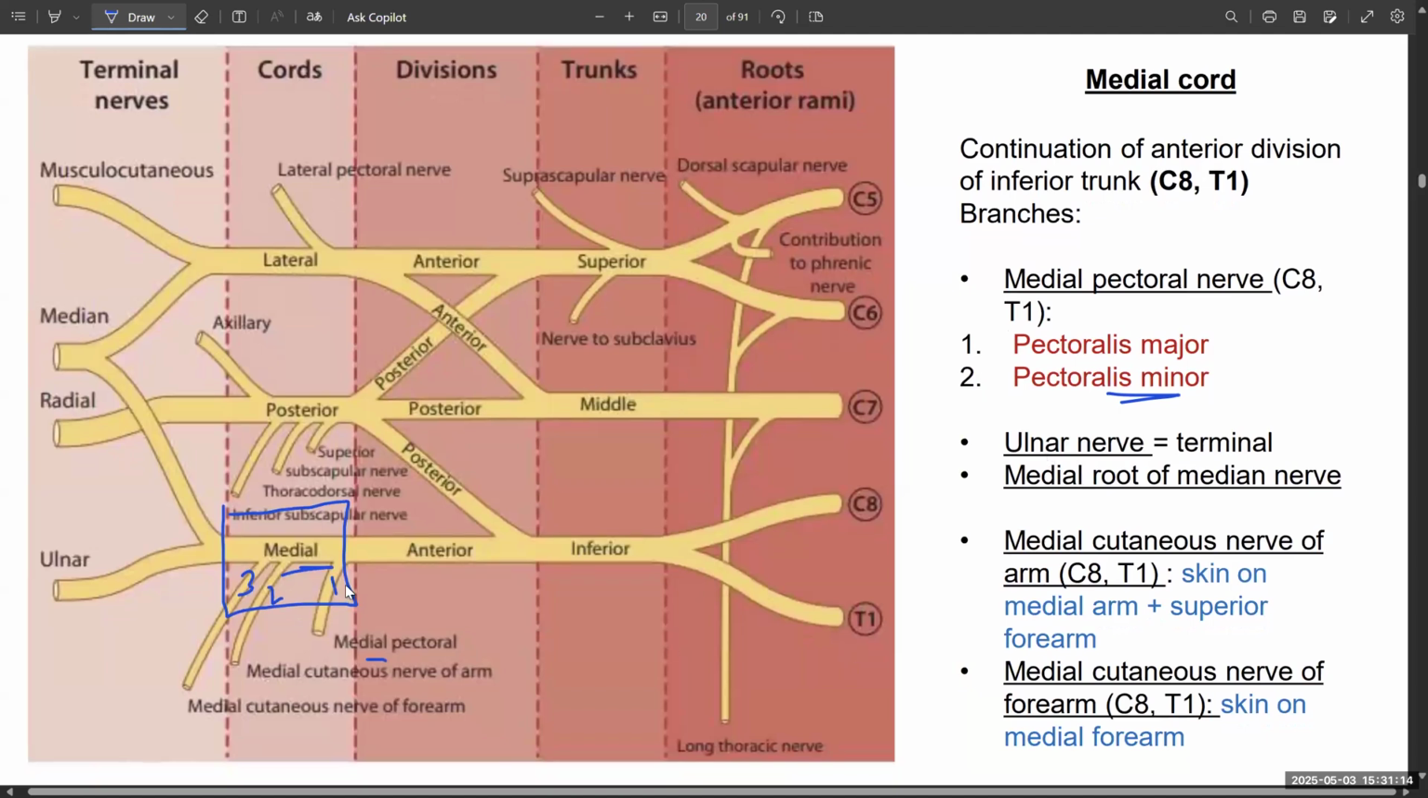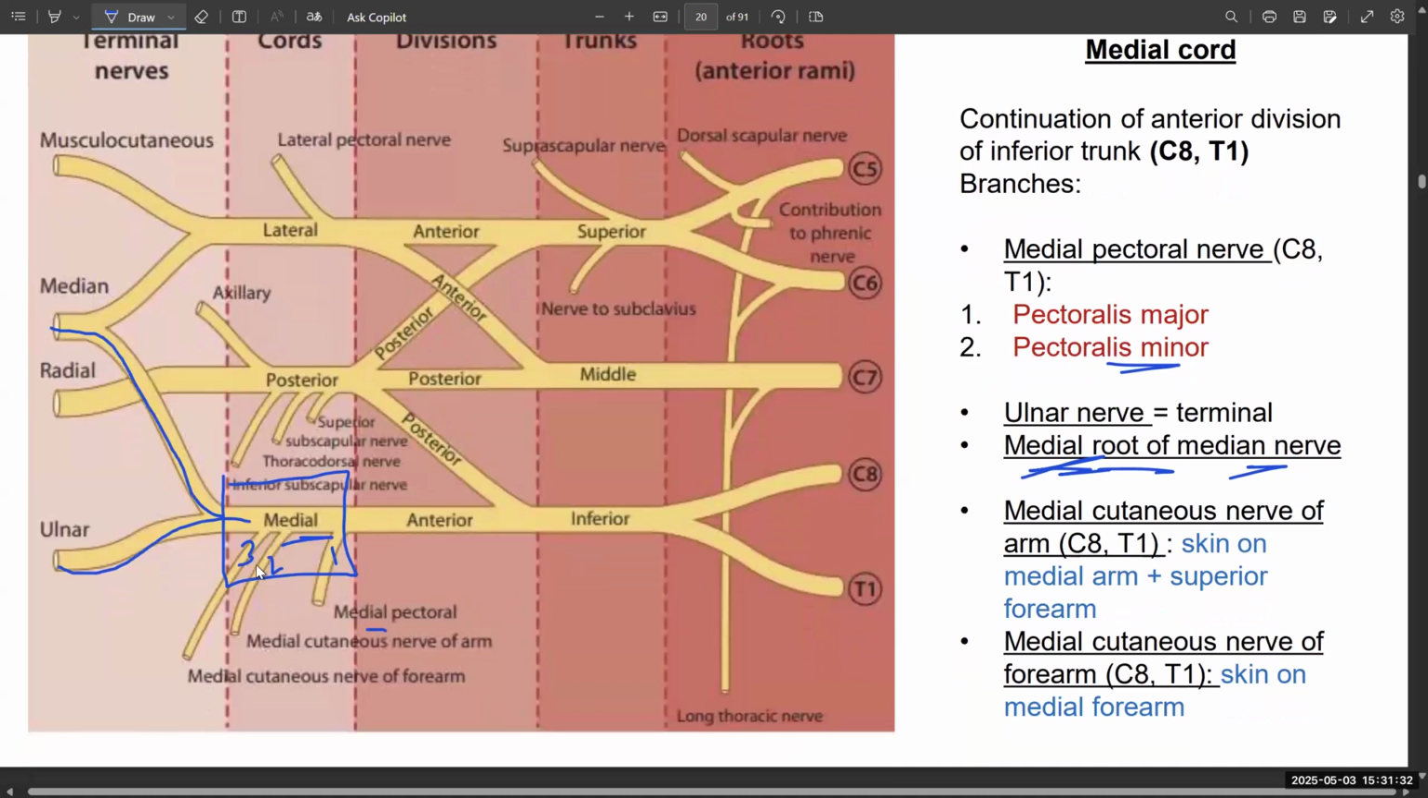And then we have the ulnar nerve. We move on, and we see that it becomes the ulnar nerve. This is a terminal branch, and it also forms the medial root of the median nerve. Same thing, it goes up and joins in to form the median nerve. Now let's talk about these two branches.